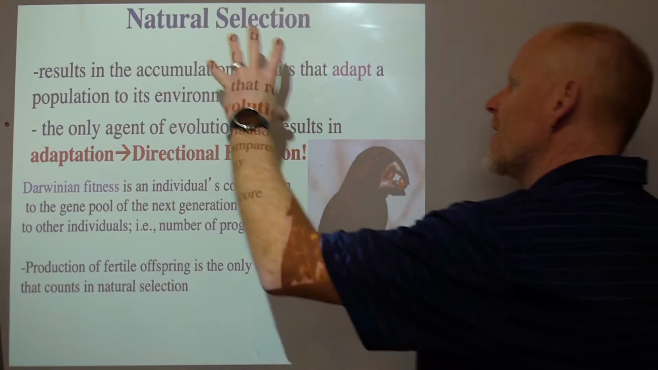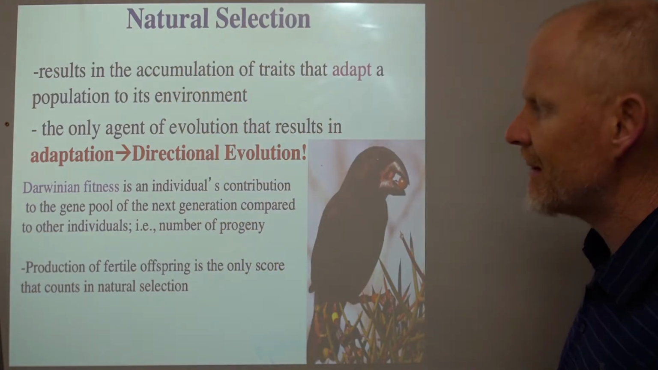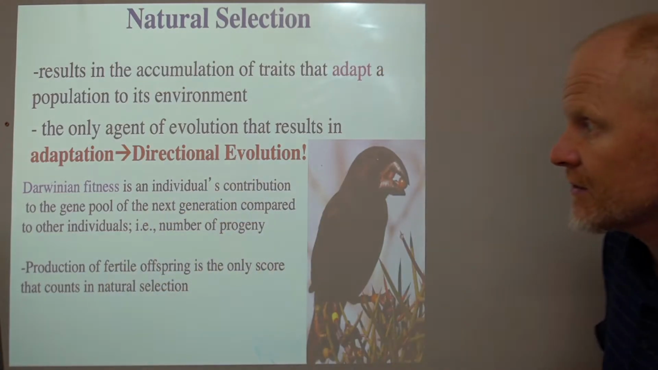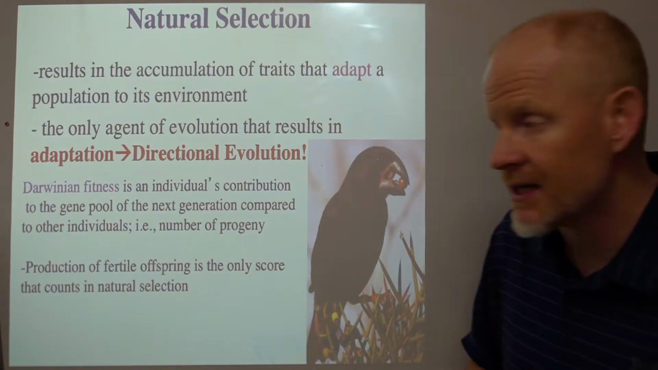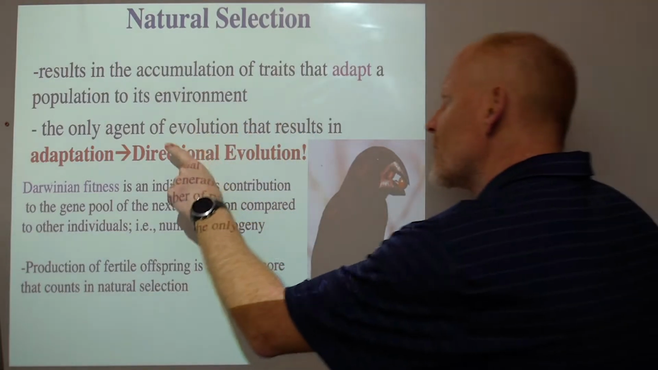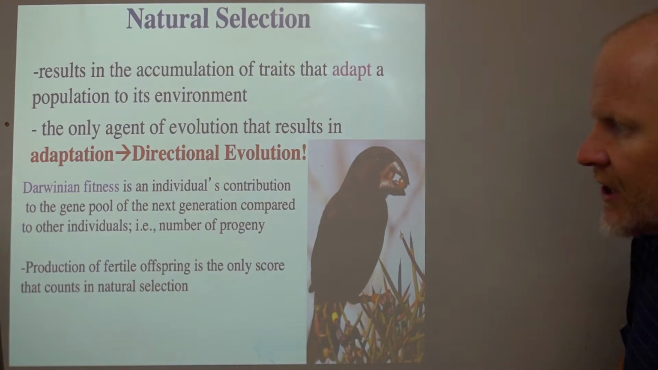So the accumulation of traits that are selected for leads to adaptations in the population, the increase in certain phenotypes and the decrease in others, which leads to reproductive success in some phenotypes and not others. This is the only agent of evolution, as I mentioned, that's directional, right? It moves in a direction, a certain phenotypic direction.